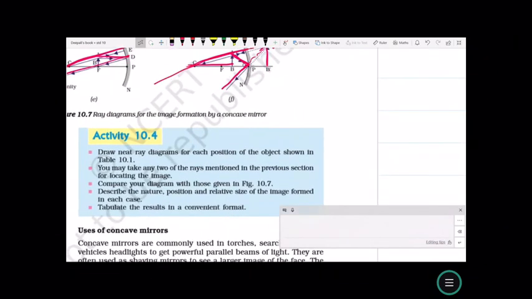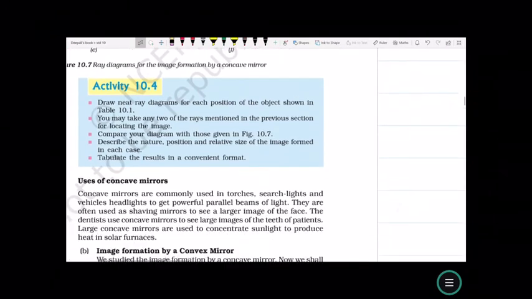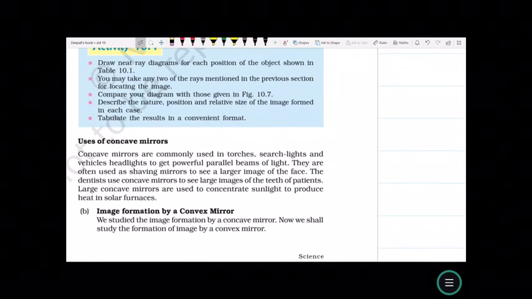Now there is an activity 10.4. Draw a neat labelled diagram for each position of the object shown in table 10.1. You may take any 2 of the rays mentioned in the previous section for locating the image. Compare your diagram with those given in figure 10.7. Describe the nature, position and relative size of the image formed in each case. Tabulate the result in a convenient format. This activity we will be doing next time.